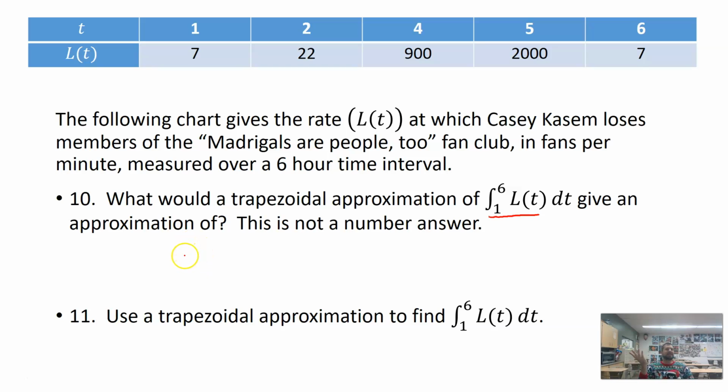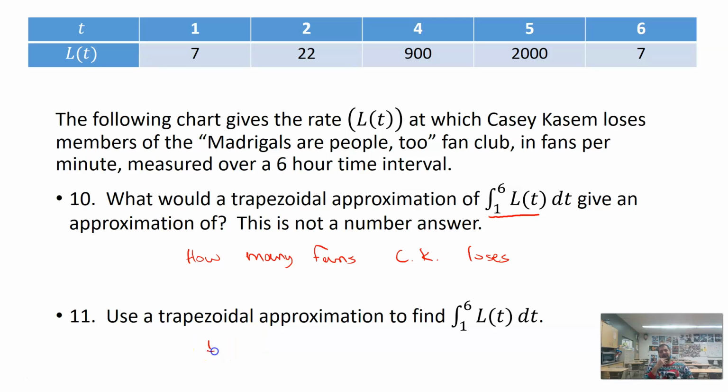And hopefully you can see this trapezoidal approximation gives us an estimate of how many fans Casey Kasem loses on that time interval. That's what that trapezoidal approximation tells us. It's not a number answer if it wants to know what it is that it's approximating.